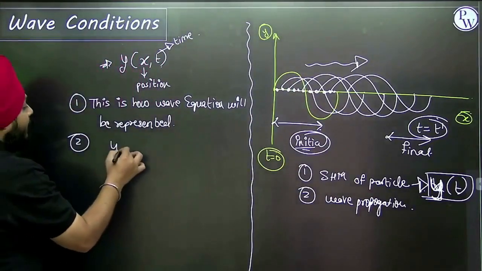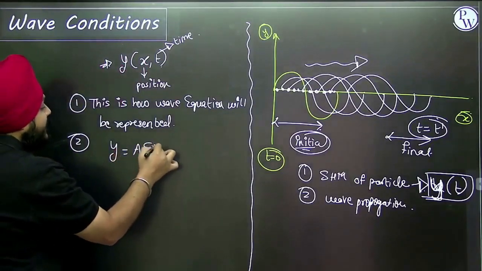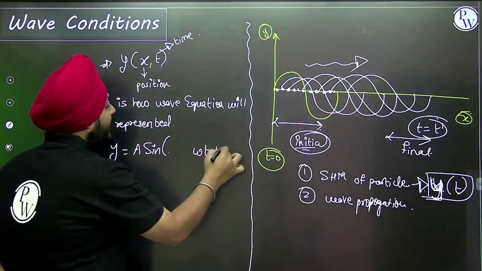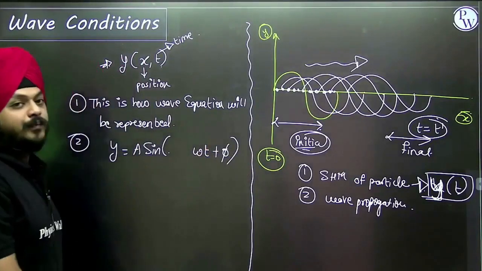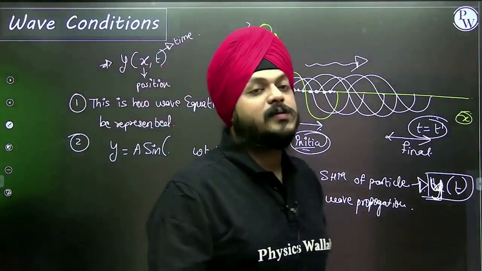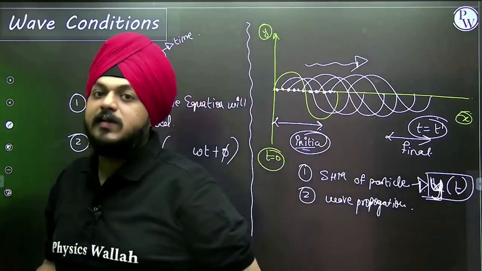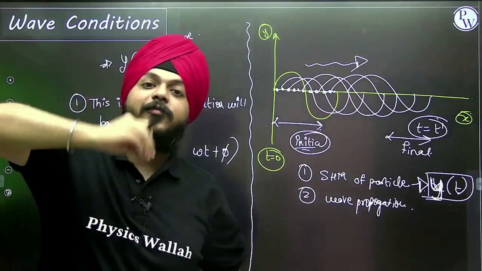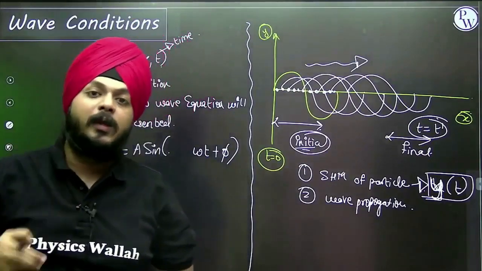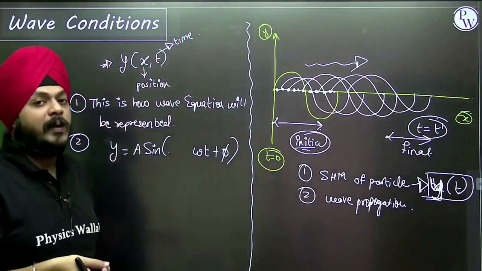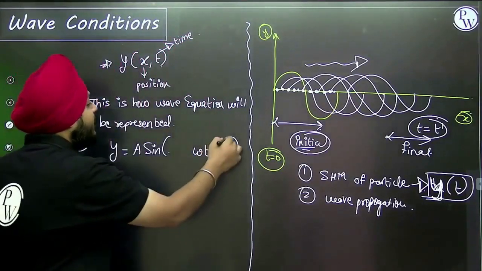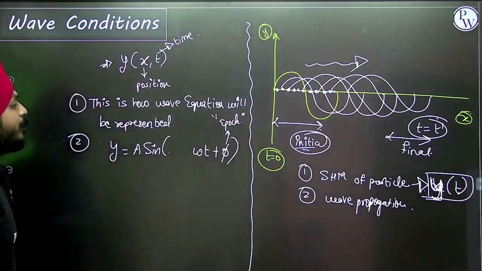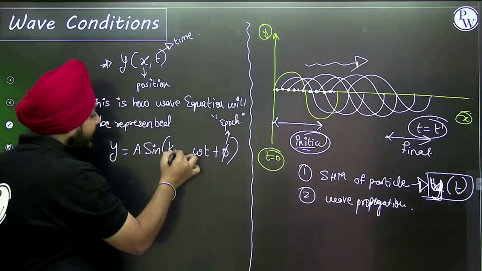So same, y equal to a sine. Suppose it is SHM, then we have the equation as omega t plus phi. We have seen in the previous lecture, what was the equation of SHM? y equal to a sine(omega t plus phi). A was the amplitude. The sine function shows that the quantities fluctuate between maximum and minimum. Phi is the initial phase, also known as the epoch. Here one new factor is added, that is kx.